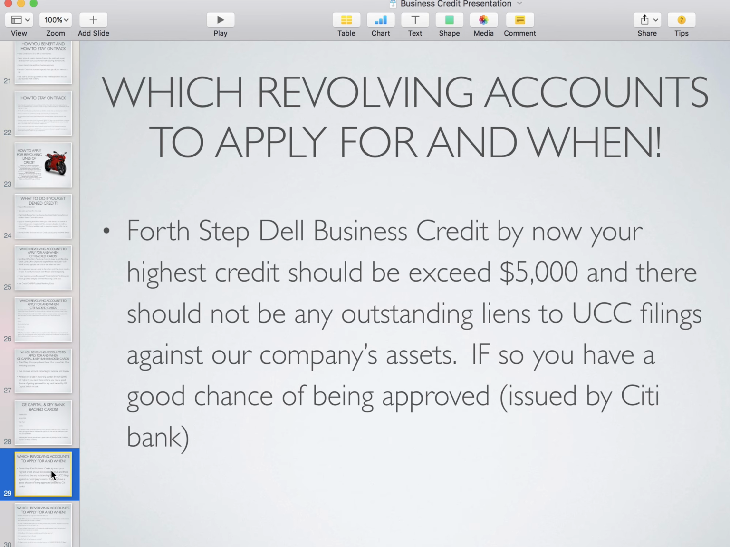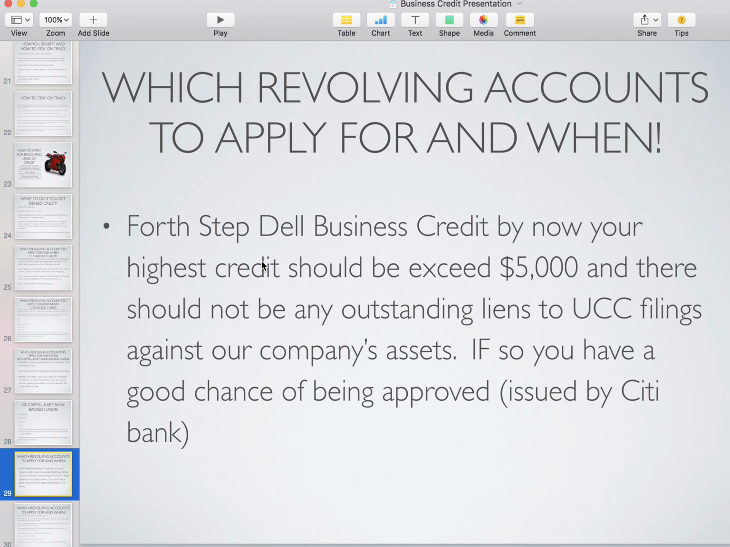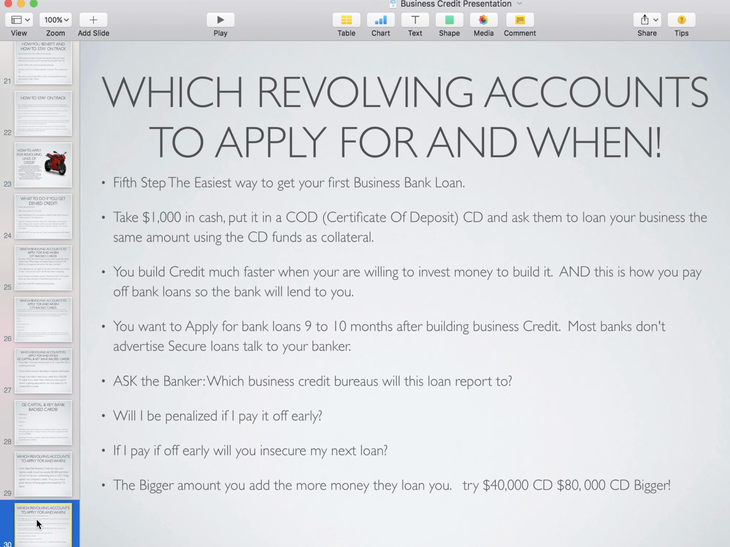So that 4th step, you're going to set up a Dell business credit. Maybe by now you're going to need some computer equipment for your home, for your business, and you should have a high credit of about $5,000. And there shouldn't be any liens against your company's assets, UCC liens or filings. You have net 30 accounts. You have $2,000 revolving accounts. You've been paying your bills on time. Now you're ready to go to Dell and get the computers for your business. So you have a good chance of being approved if none of these things has happened to you. So then you apply for Dell Business Credit.